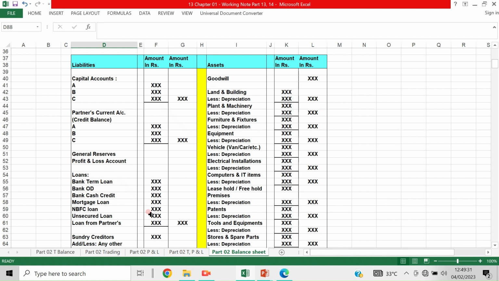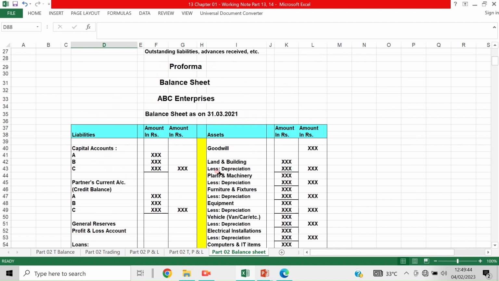And the steps to prepare final accounts, how to make the balance sheet, that is also explained. If you just read and practice it, it will be very easy, and you will become an expert in the subject. You can score full marks in the subject, and you will not miss a single mark.